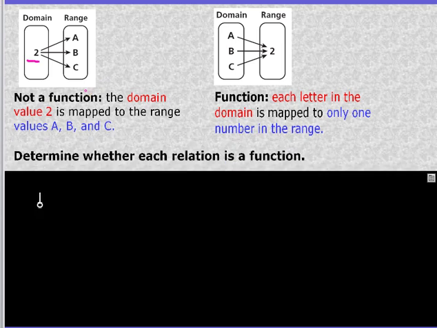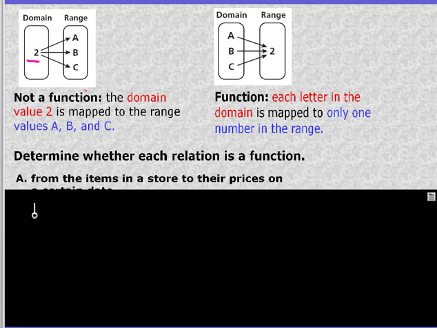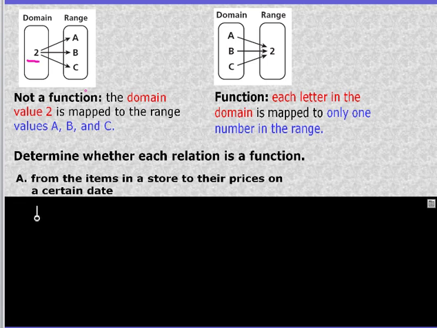Okay, so we're going to look at some relations to see if we can figure out whether they're functions. Items in a store to their prices on a certain date. So if I go into the store today and I pick up a banana, are there multiple possible prices, or do I know exactly what the price is?